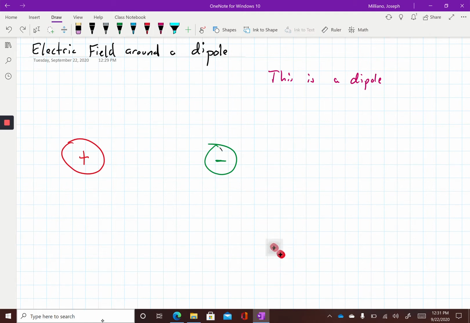In different scenarios. So first, let's put it really near the other positive charge. It would be repelled by this positive charge and attracted to this negative charge and would accelerate to the right in that direction. And so one field line around this dipole arrangement would go from positive to negative.